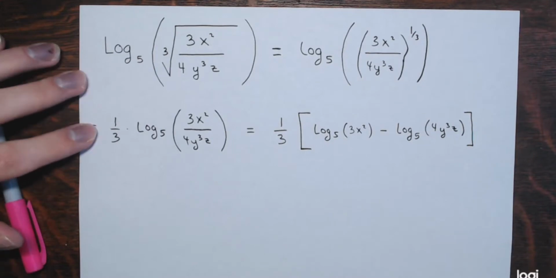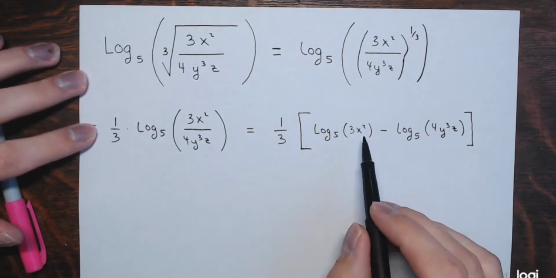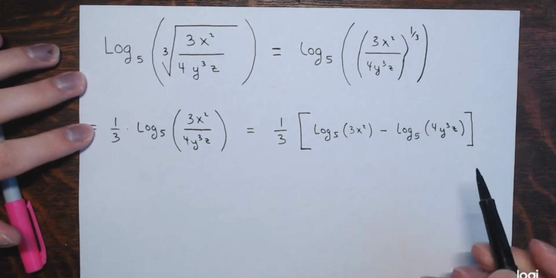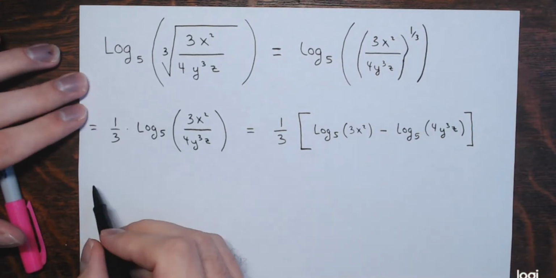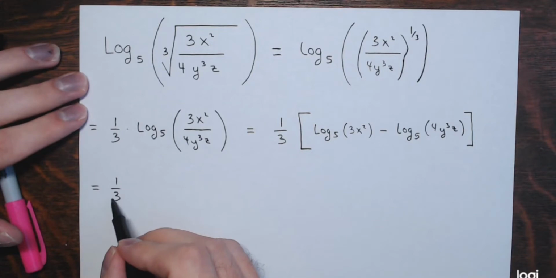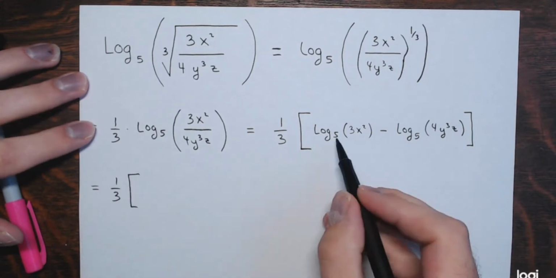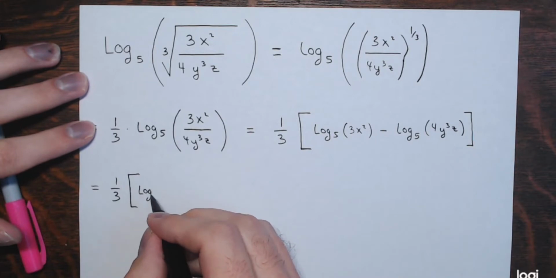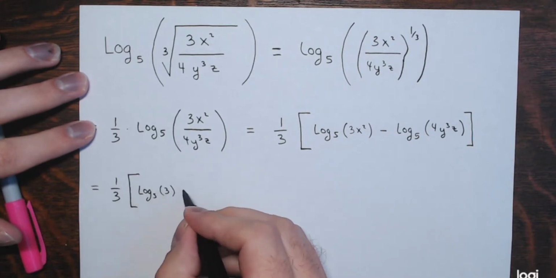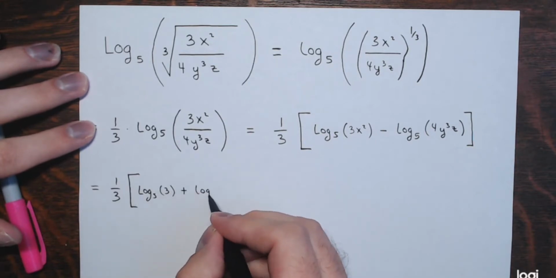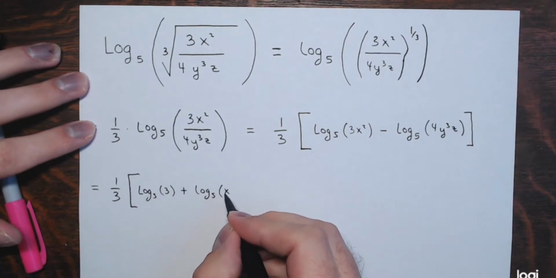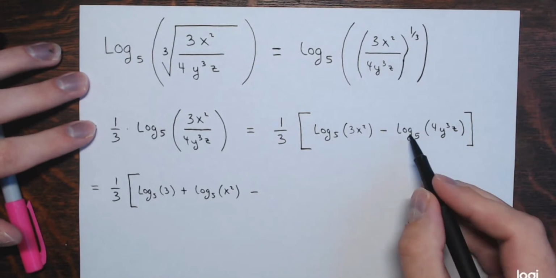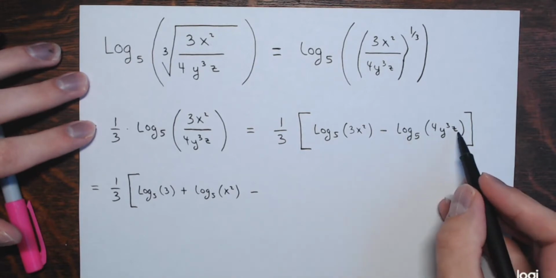Alright, and then this is a product. This is a product of 3 factors, so I'm going to write those as logs of sums. So we have 1/3 times the quantity. This log base 5 of 3x squared I can break up into log base 5 of 3 plus the log base 5 of x squared. Then we have minus, and it's going to be minus a whole big sum.